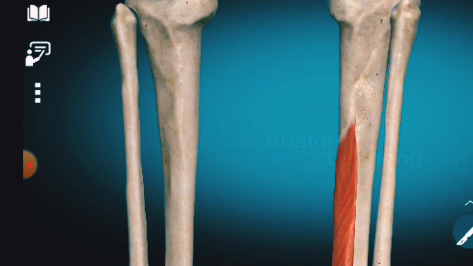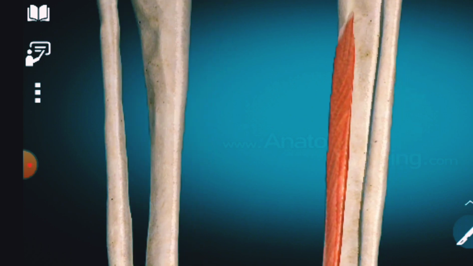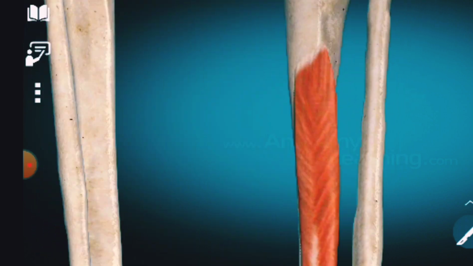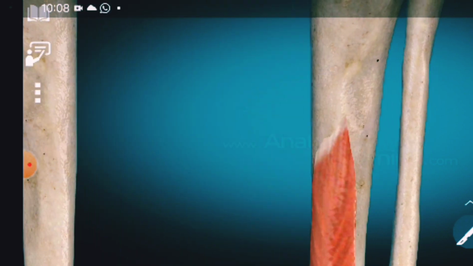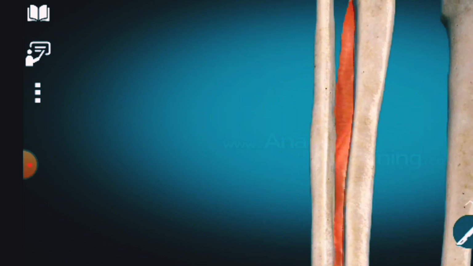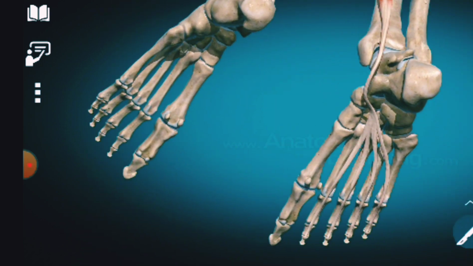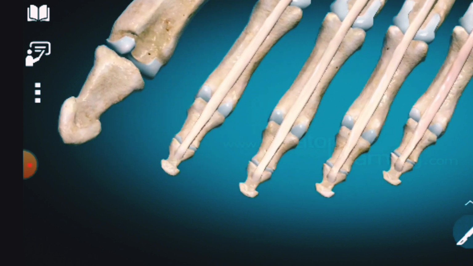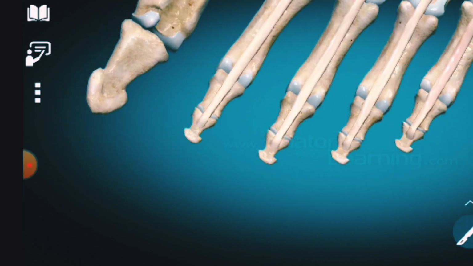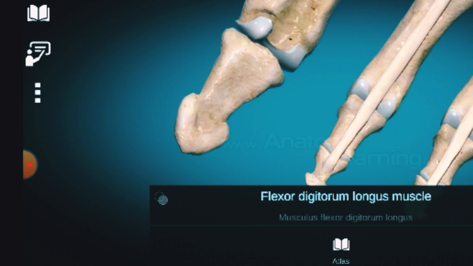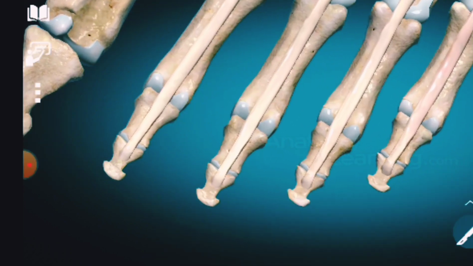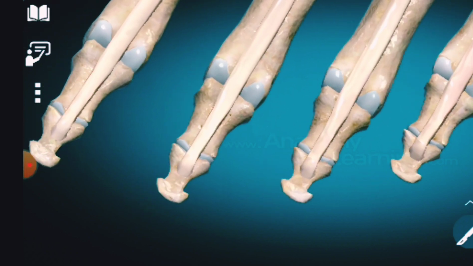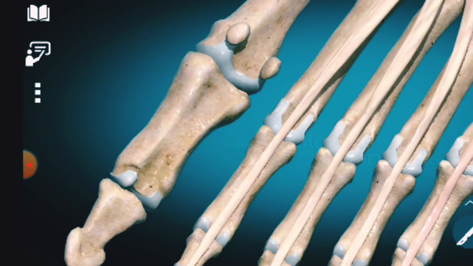You can see that it's originating from the posterolateral aspect, below the soleal line. So this is where it's originating from, and then it will insert onto the plantar surfaces of the distal phalanges of the second, third, up to the fifth toes. So these four tendons insert onto the four toes, and that is our flexor digitorum longus.